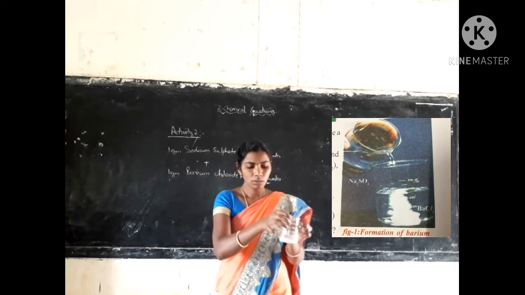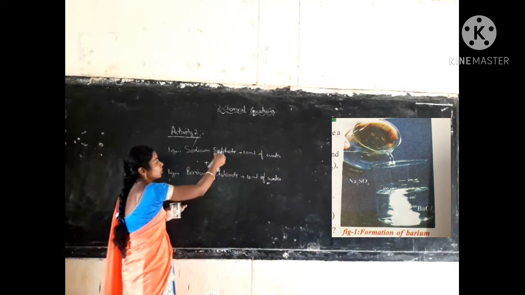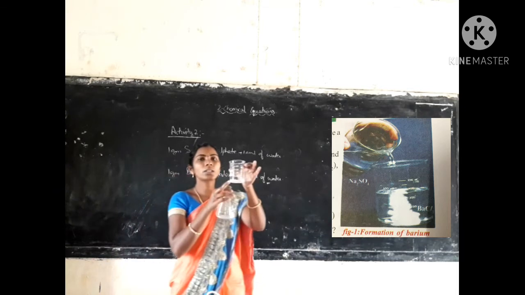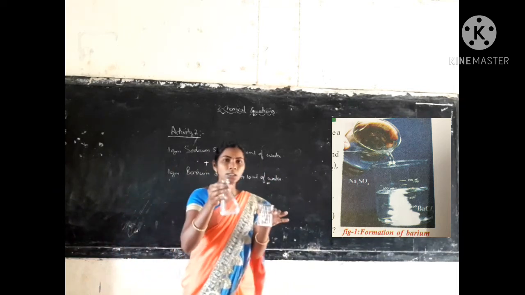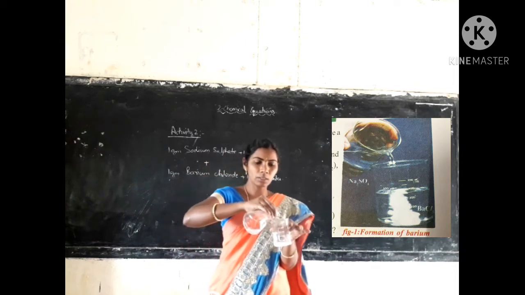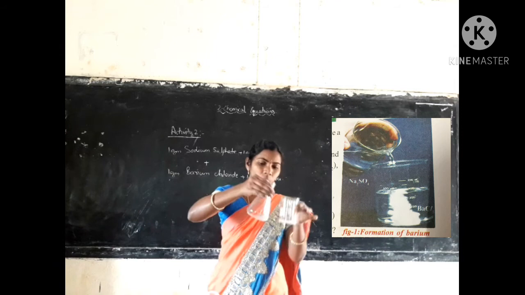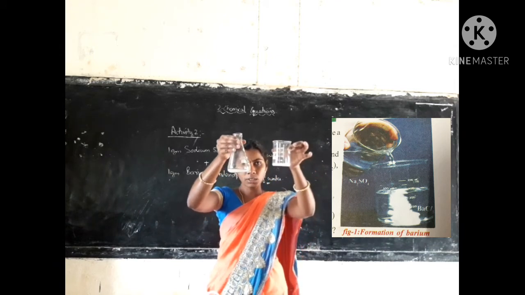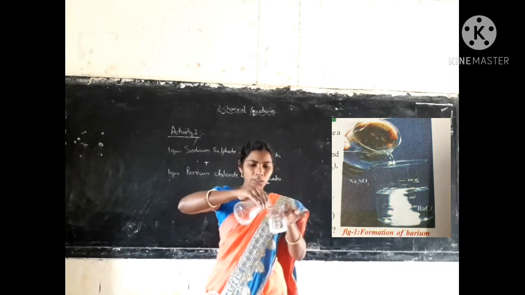So what is this solution? Sodium sulfate solution. And what is this solution? Barium chloride solution. Now you mix these two solutions in one beaker. So I am mixing this sodium sulfate in this. When I am mixing, see here. Before mixing, they are somewhat clear solutions. Now after mixing, what will happen? Let us see.